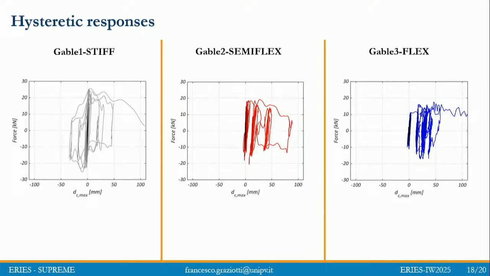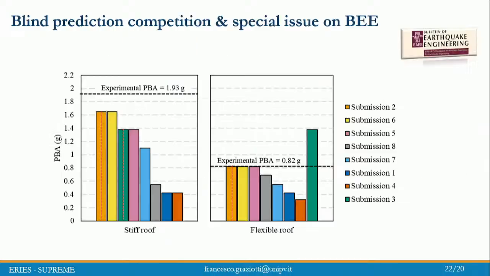We also had the chance, interpreting the accelerometric data that we have, to plot the hysteretic response of the gables. We succeeded in this. This will be very useful in order to calibrate numerical models.